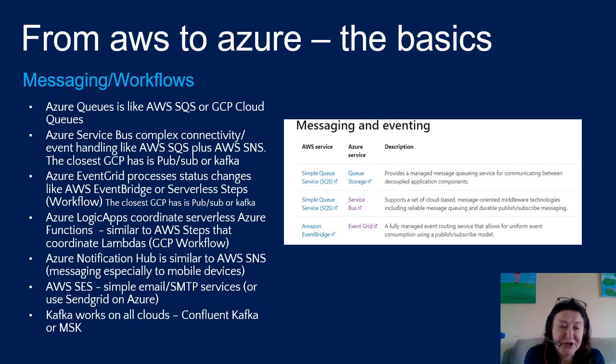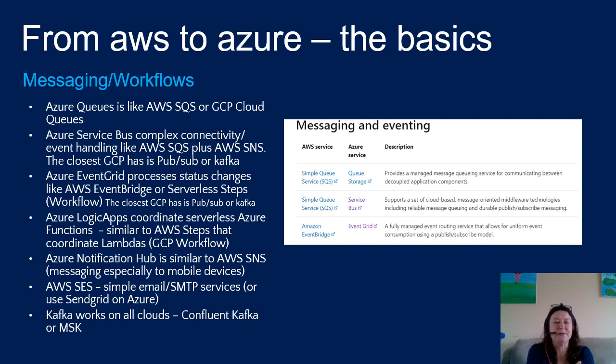Azure Notification Hub is a little bit like AWS SNS, which provides messaging, so messaging via emails or via text messages, and now to Slack and Teams and things like that. So Azure Notification Hub is very similar to SNS in that respect.